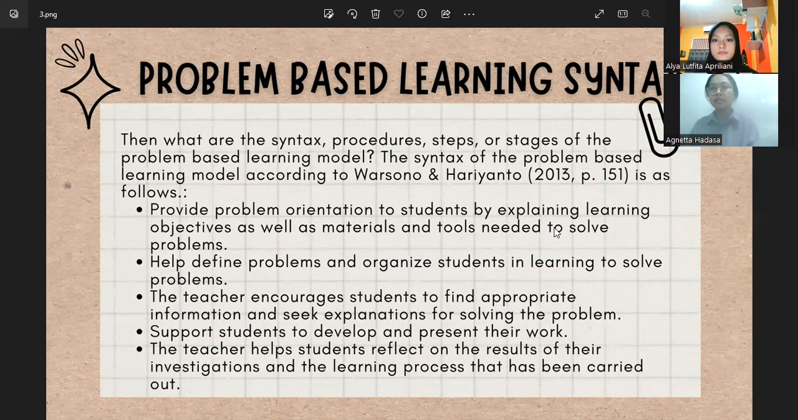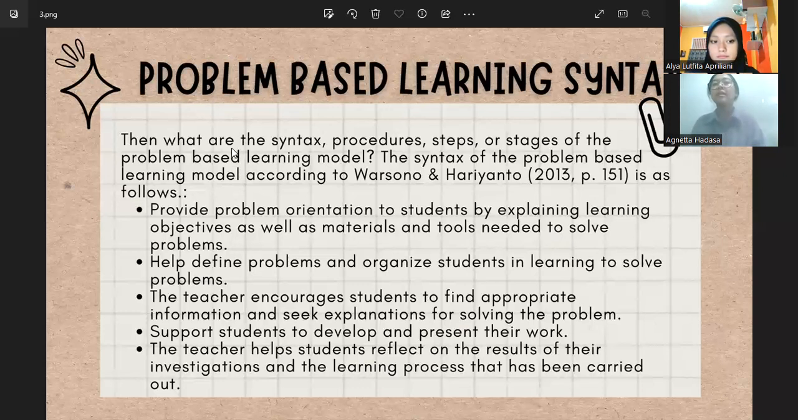Problem-based learning syntax. Then, what are the syntax, procedures, steps, or stages of the problem-based learning model? The syntax of the problem-based learning model, according to Warsono and Haryanto 2013, is as follows. The first one is to provide problem orientation to students by explaining learning objectives as well as materials and tools needed to solve problems. The second is to help define problems and organize students in learning to solve problems. The third one is the teacher encourages students to find appropriate information and seek explanation for solving the problems.